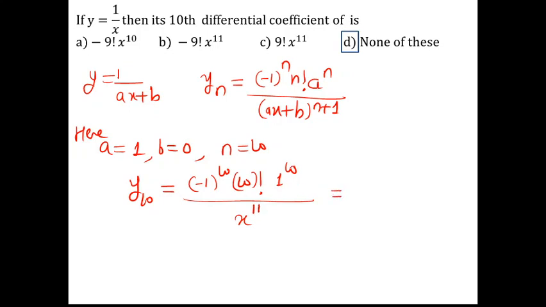Now 1 raised to power 10 is 1, minus 1 raised to power 10 is also 1, so 10 factorial upon x raised to power 11. We don't find this option here in A, B, C. So that's why the correct answer is option number 10.